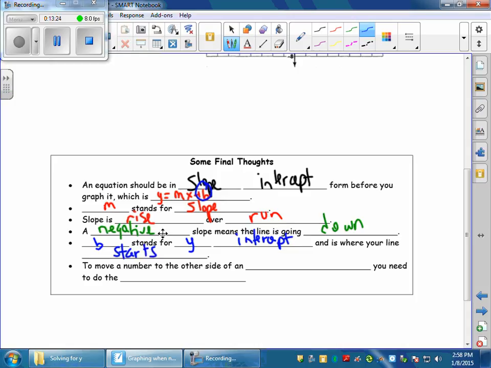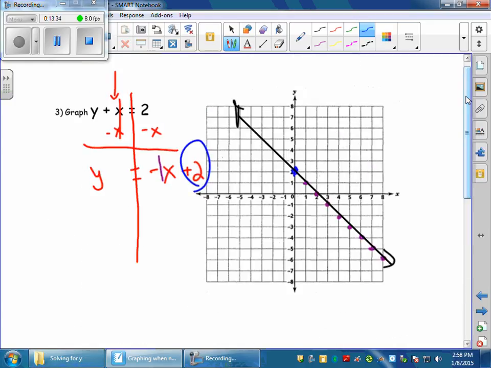And to move a number to the other side of an equation, you need to do the opposite. And that's nothing new. All I'm trying to say is, to get rid of a positive x, we need to take away an x.